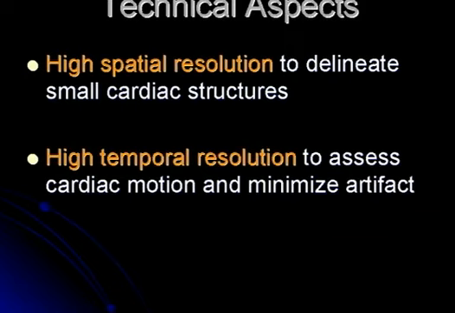Just a couple of notes on the technical aspects, which we've already gone over. With cardiac imaging, we definitely need high spatial resolution since several of the cardiac structures are extremely small, such as valve leaflets as well as the coronary arteries. In addition, because the heart's moving in our patients, we need high temporal resolution, both to minimize motion artifact as well as to assess cardiac motion.